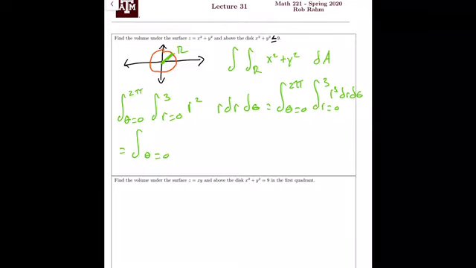If we do the inside integral, this is the integral of theta equals 0 to 2 pi. The antiderivative of r cubed is r to the power of 4 over 4. And we're integrating from r equals 0 to r is equal to 3. And this is just equal to pi over 2 times 3 to the power of 4. 3 cubed is 27. 27 times 3 is 81. And so this is 81 pi over 2.